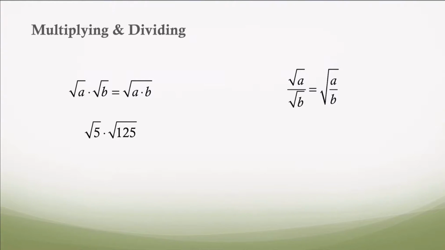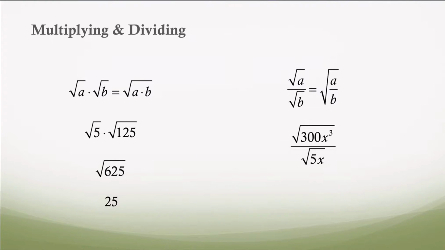Okay, so for instance, I have the square root of 5 times the square root of 125. So the first thing I'm going to do is multiply those two radicals together, which is the square root of 625. That simplifies to 25. We always want to perform our operation when we're multiplying or dividing before simplifying. Normally it's easier to simplify after we have everything under one square root.